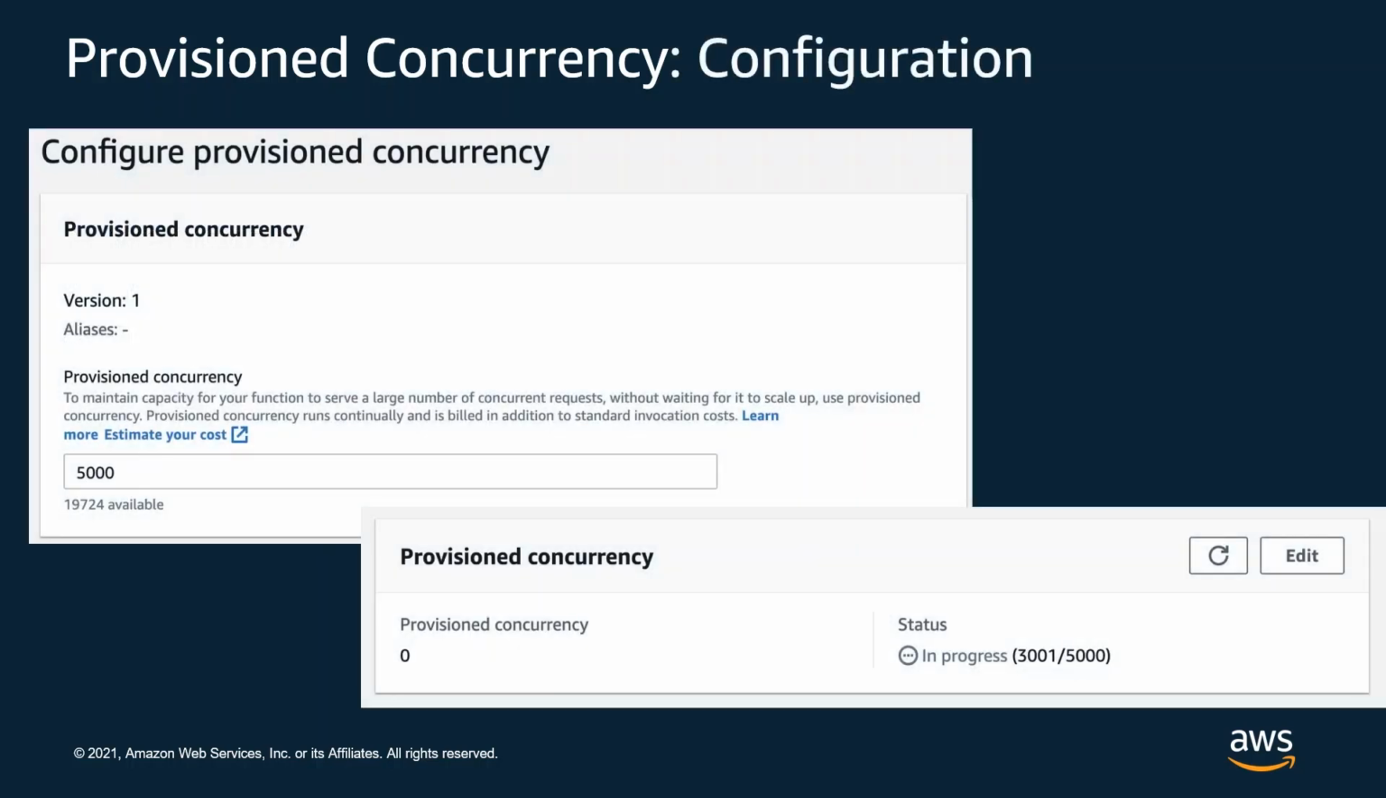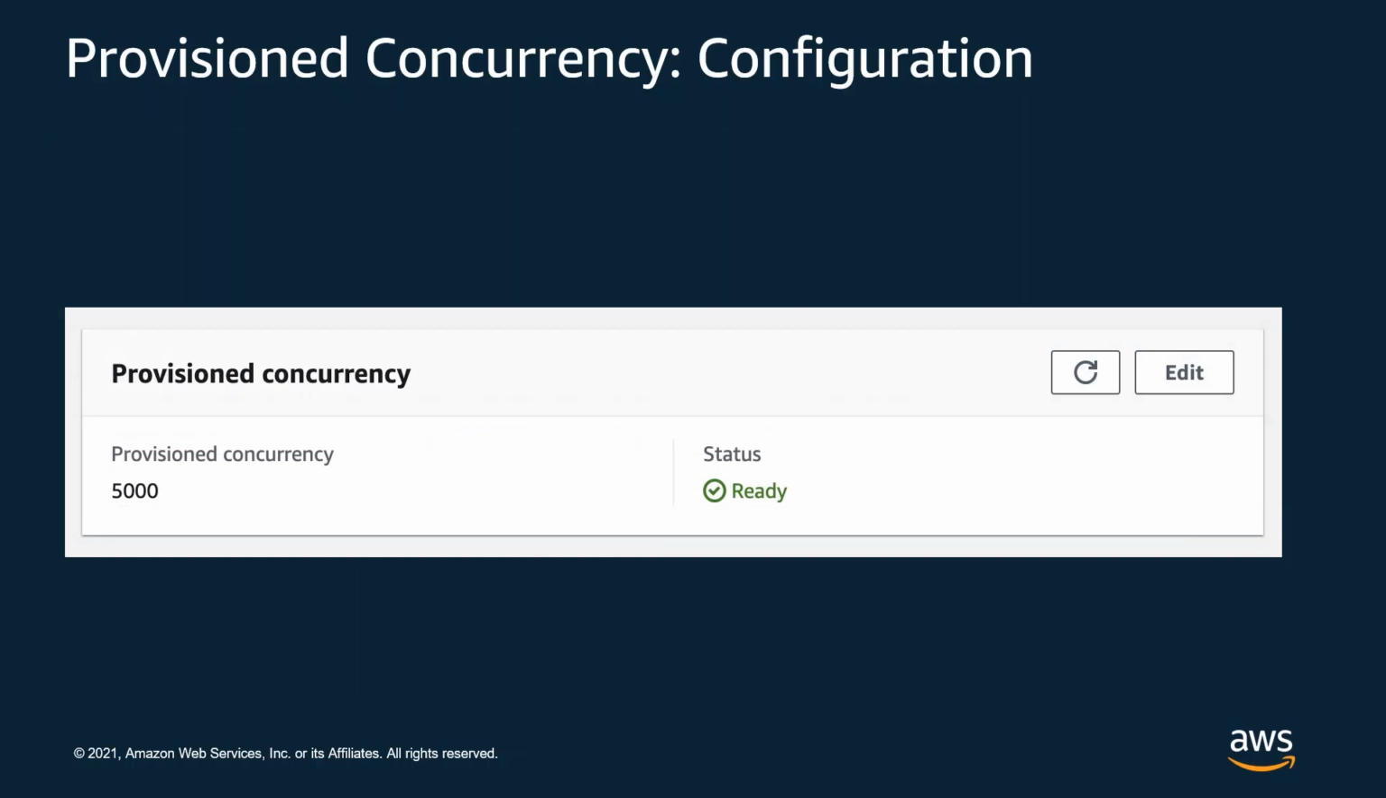Setting up provisioned concurrency in the console is straightforward. Once you've published the function version alias, you navigate to that version and then to the provisioned concurrency panel. Here you can specify capacity. Once you then save the new setting, the status shows how much capacity is provisioned, bearing in mind the 500 functions per minute ramp up. Once it's completely provisioned, the status is updated.